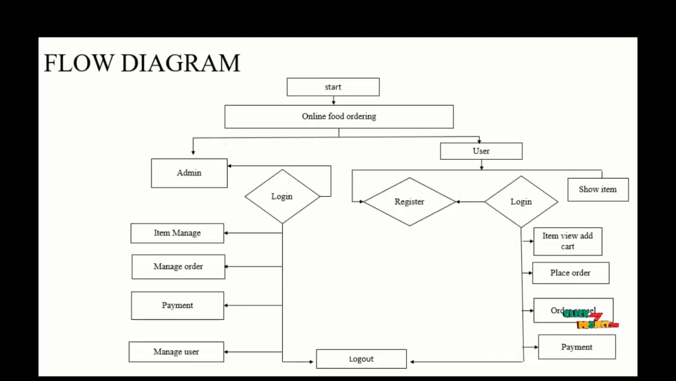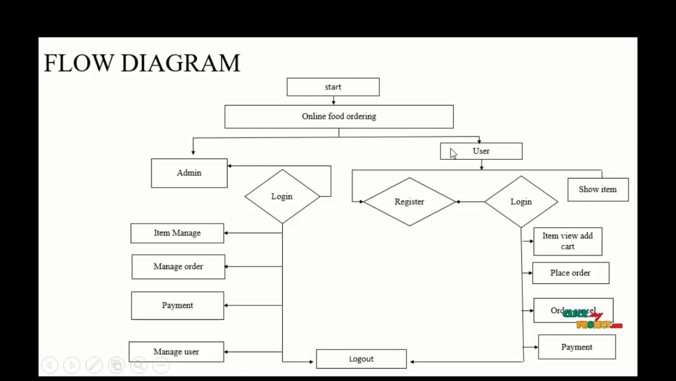Moving on to the flow diagram. Let me start that. Food ordering system: there is a user module and an admin module. In the admin module, the admin can log in to the dashboard, add the items, manage the orders, payment details, and manage the users, and update the product, delete the product, delete the user, and update the user.